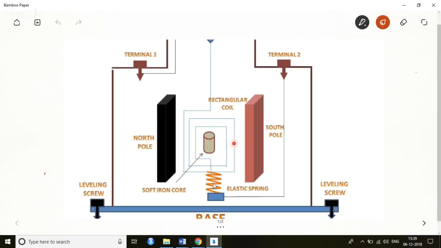Here is the elastic spring. As soon as this coil starts rotating, some tension will be developed in this elastic spring. And as this coil starts moving in this particular direction, suppose it goes in this direction, this spring will make a certain angle with the horizontal, and this angle can be measured. As soon as I measure this angle, there is one formula. I'll just give you the formula.